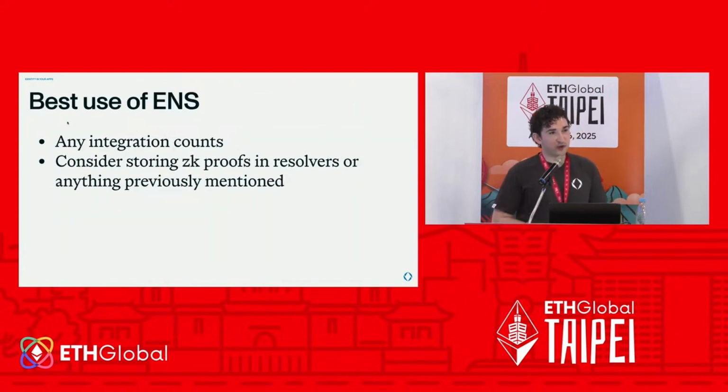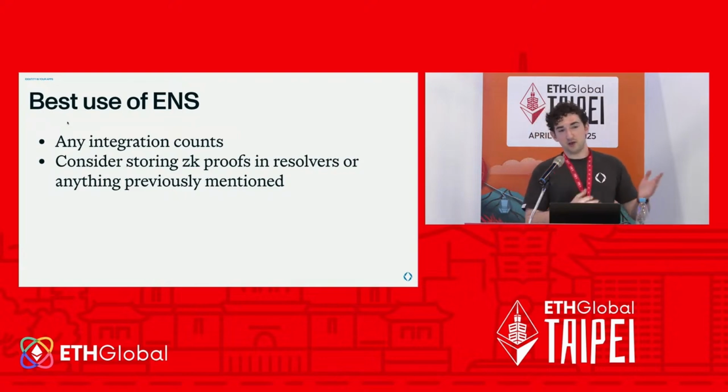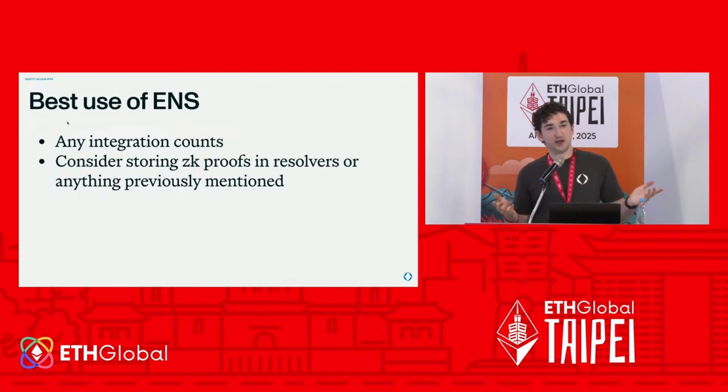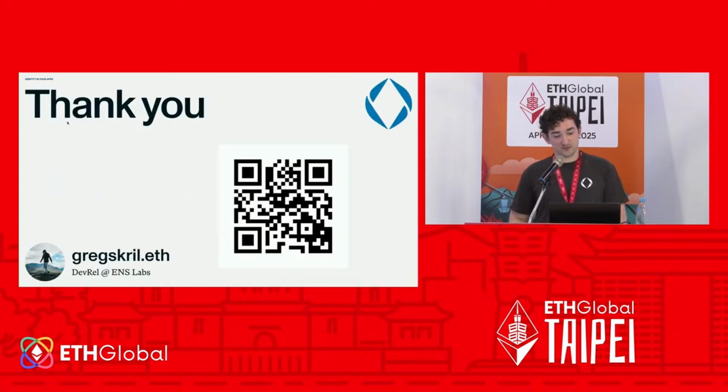And the best use of ENS prize is fairly generic. It could be one of the things I previously discussed, or it could be something about text records, storing proofs for different cool aspects of an identity in an ENS text record, or really any type of ENS integration. If you're building a wallet, then you accept ENS names in the input field and stuff like that. So this one's more broad, so get creative. But that is most of what I have to share with you.